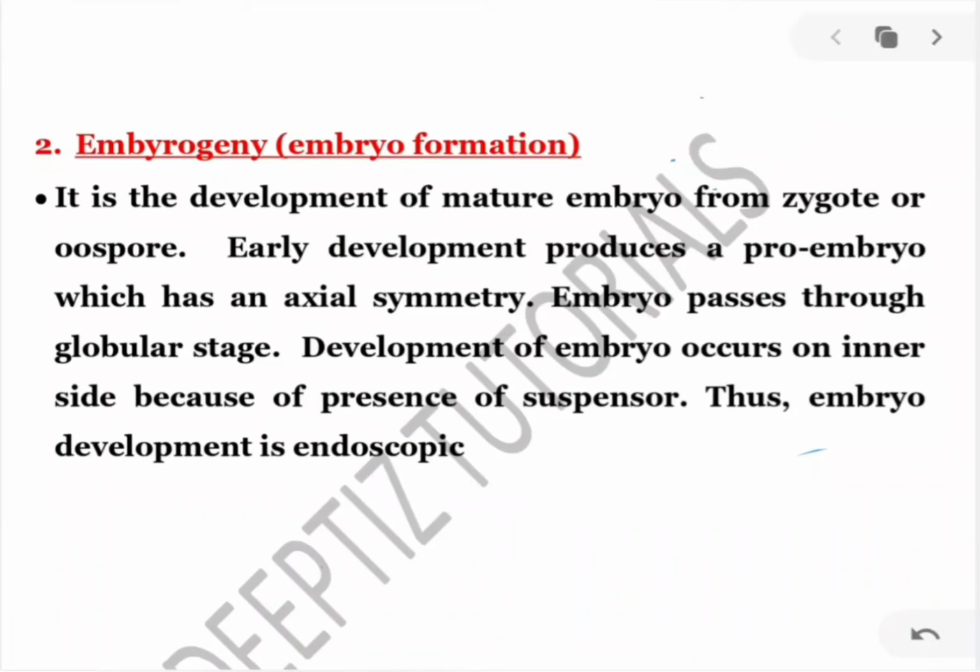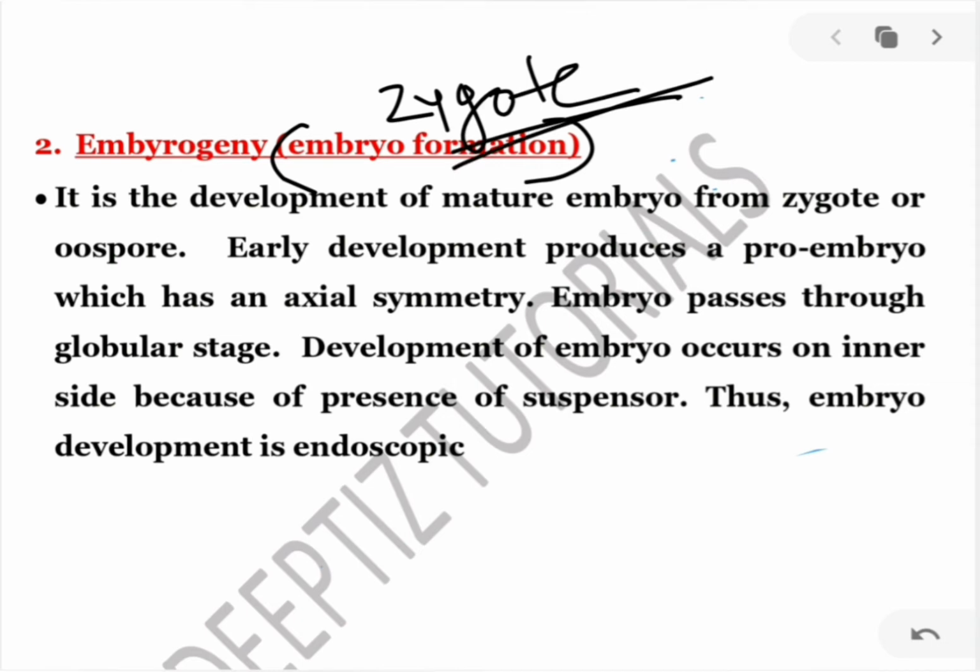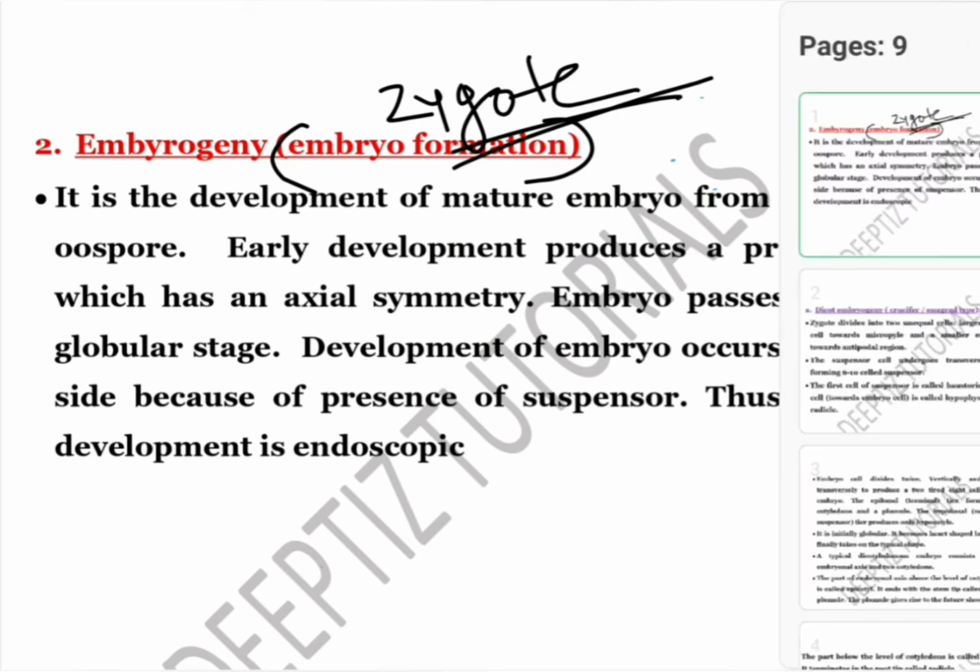We have covered the first event of post-fertilization, that is endosperm development, and this is the second event of post-fertilization, that is embryogeny. Embryogeny is the formation of embryo from zygote. How the zygote is developing into embryo, that is what we call embryogeny or embryogenesis. Now, based on in which type of plant this particular process of embryogeny occurs, it is classified into two. One is dicot embryogeny and the second one is monocot embryogeny.